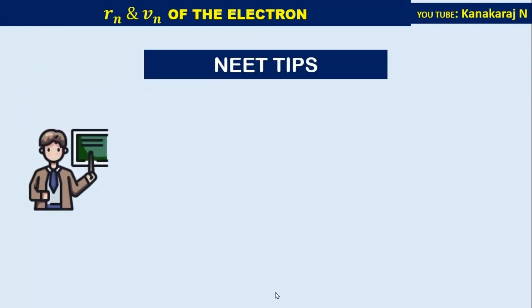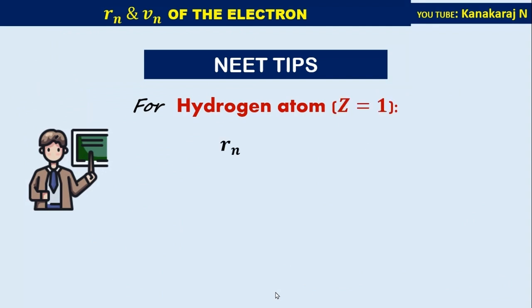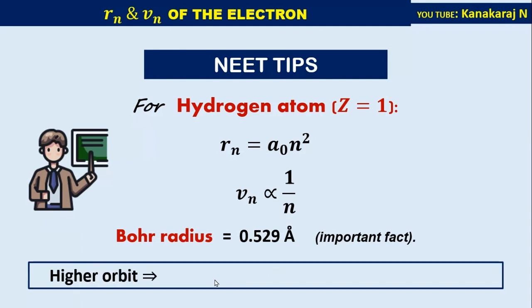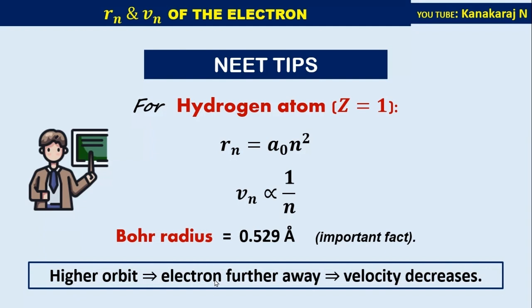NEET tips. For hydrogen atom, Z equals 1. Rn equals a naught times n squared. Vn is proportional to 1 upon n. Bohr radius equals 0.529 Angstrom. This is an important fact. The higher the orbit, the farther the electron is from the nucleus and the more its velocity decreases. So Rn equals a naught n squared, Vn is proportional to 1 upon n, Bohr radius is 0.529 Angstrom.